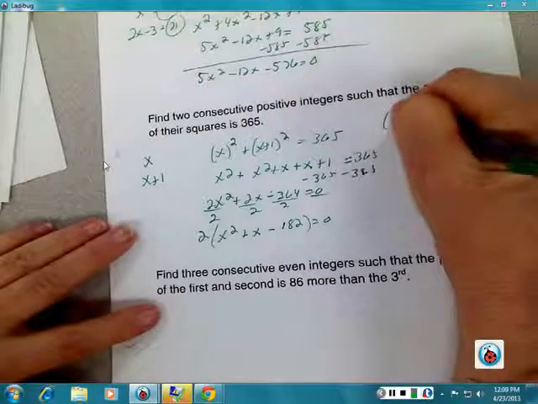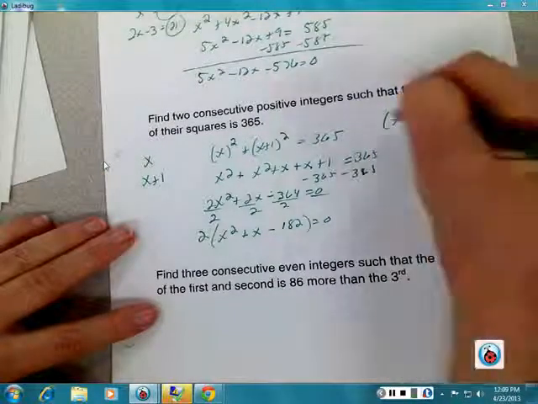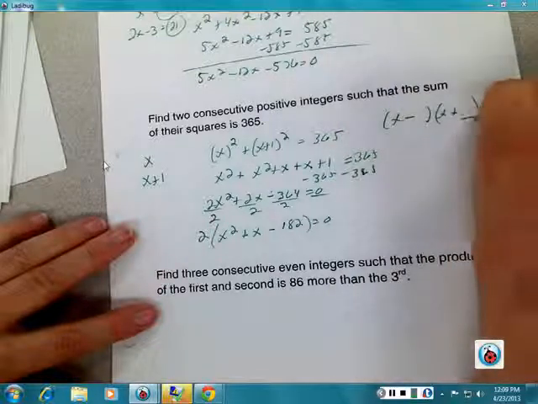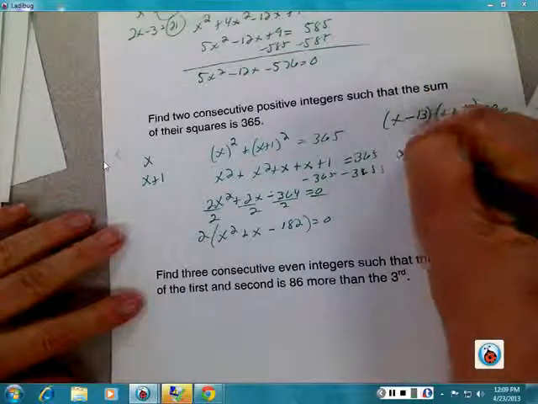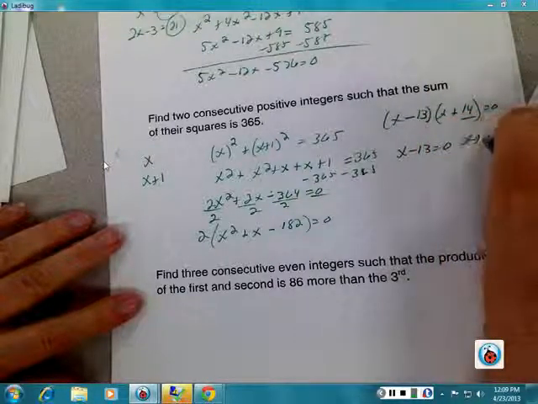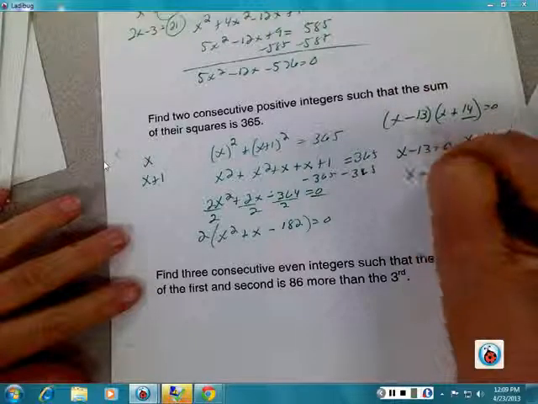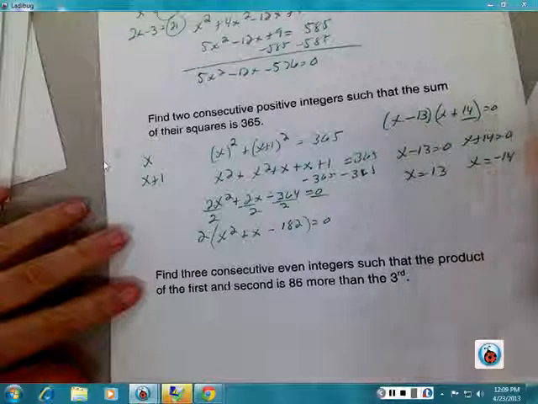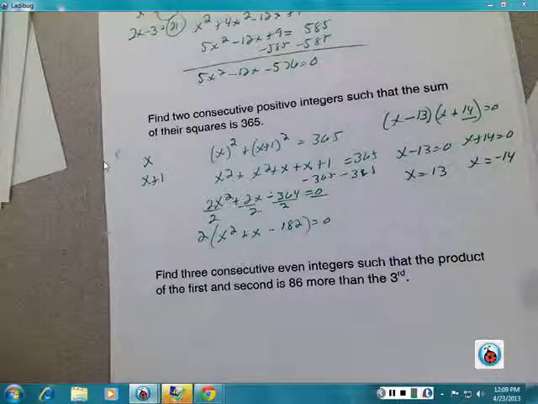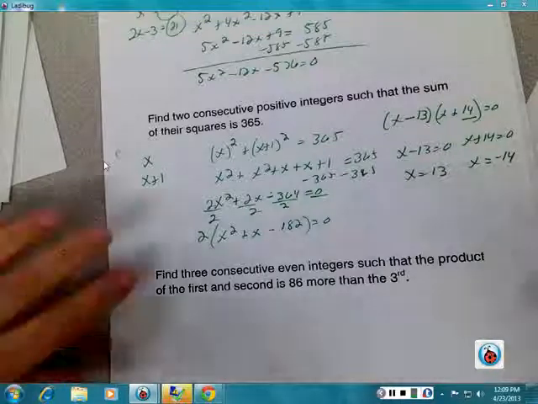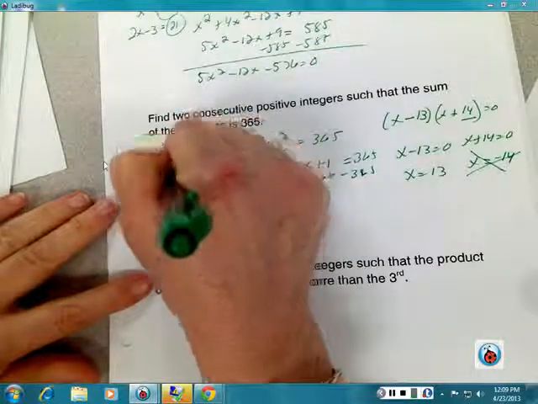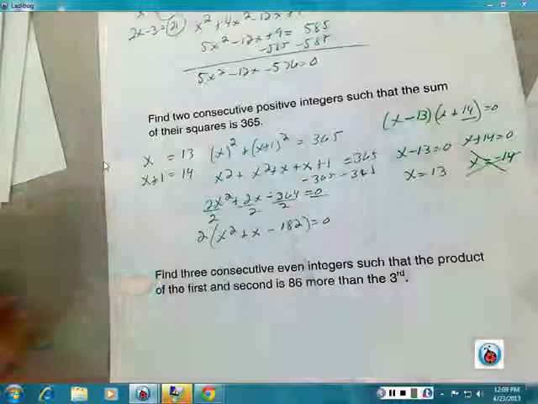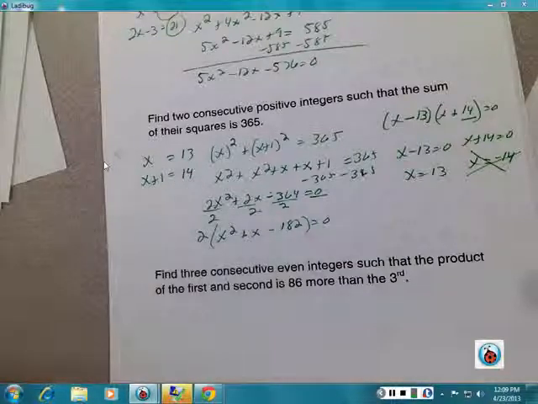And so then I factor this, get x and an x, going to be a minus and a plus, and the plus needs to be bigger. If you work this one out, you find out it's 13 and 14. So x minus 13 is 0, and x plus 14 is 0. So x equals 13, and x equals a negative 14. And that becomes my two values that I would have for this one. Because it's got to be positive, I can't use the negative 14. So x is 13, and x plus 1, or the next positive consecutive integer, is 14. So that becomes my two values.